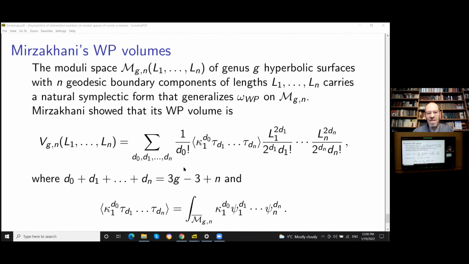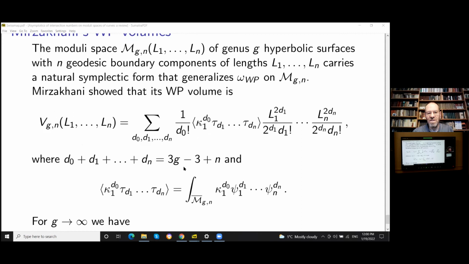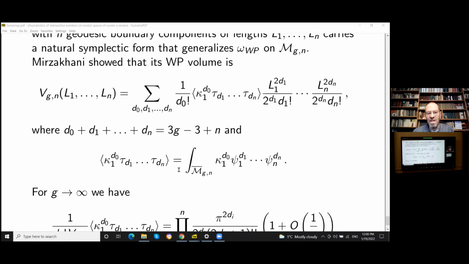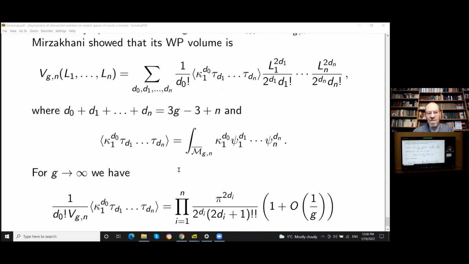In this case, we can integrate this product and get an intersection number that is relevant to JT gravity. So this intersection number is the integral over the Deligne-Mumford compactification of kappa 1 to the d0, psi 1 to the d1, and so on up to psi n to the dn. And for large g, we get the following asymptotic expansion.